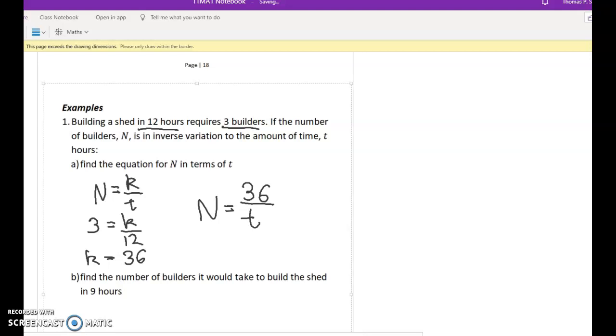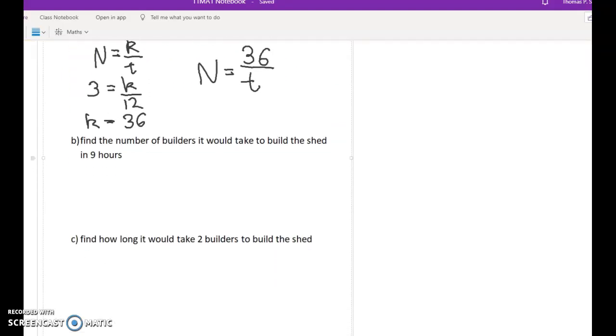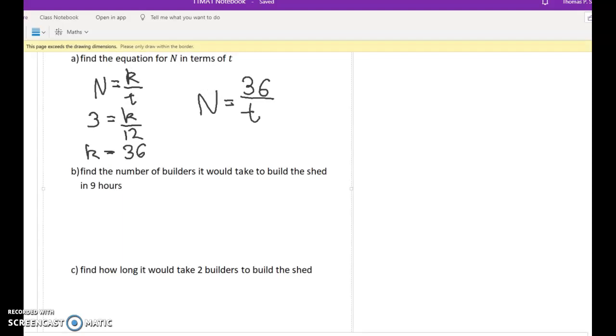Now we've got the equation, we can find out any amount. So find the number of builders it would take to build the shed in 9 hours. So to do it in 9 hours, we just need to go n equals 36, and then substitute in, instead of t, put 9, so that will give us 4 builders.